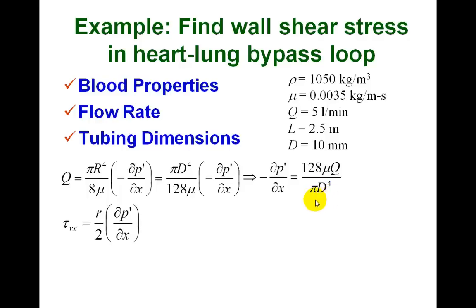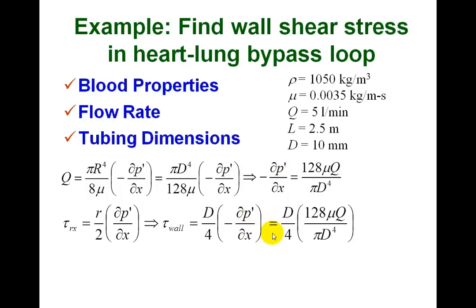Then we've just derived the shear stress as a function of the radial position, and we'll evaluate that at the pipe wall where it's at a maximum. And so at the wall, that maximum is going to be the radius divided by 2, or diameter by 4, times the negative pressure gradient, which we've just solved for over here. And so that's then D over 4 times 128 mu Q over pi D to the 4th, or 32 times viscosity times flow rate over pi D to the 3rd power.